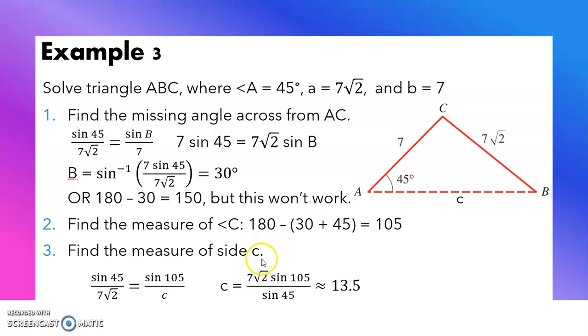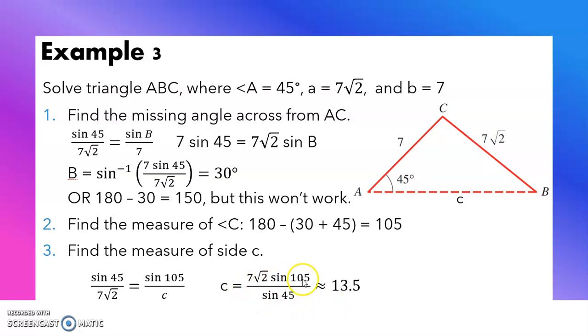Now to find side C, I'm starting out with the same fraction I used at the beginning, because just in case I calculated something wrong with my b's, I won't have to use that wrong measurement again. So sine 45 over 7 square root 2 equals sine of 105 over c. And we're going to solve this using a cross product. So 7 square root 2 sine 105 divided by the sine of 45.